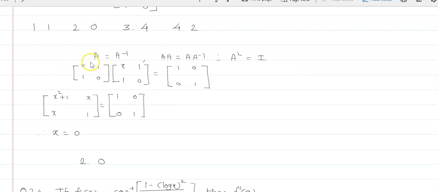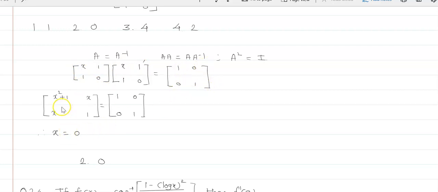Multiply on both sides by A, then you will get A square, that is A into A inverse. A into A inverse is I, so A square is equal to I. Now substitute the value of A: [x 1; 1 0] times [x 1; 1 0] is equal to [1 0; 0 1].